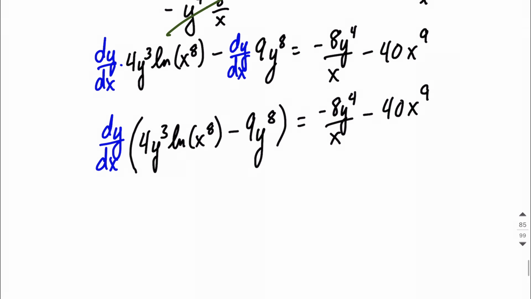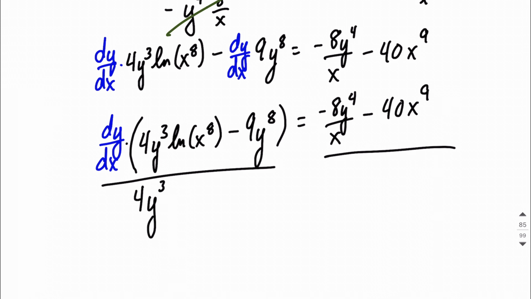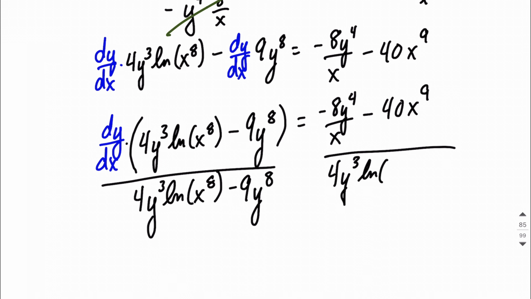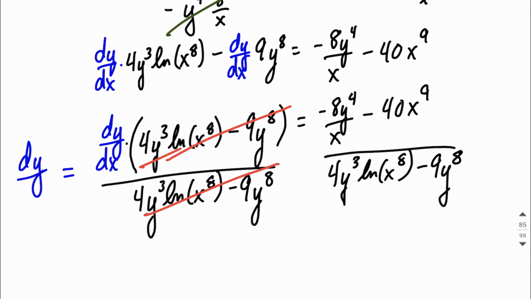All right, at this point, we've set ourselves up so that we have dy dx multiplied by this big set of parentheses. So all that needs to happen to get dy dx on one side by itself is to get rid of that big set of parentheses. Because of the multiplication, we'll use division on both sides to accomplish this. So we'll divide both sides by 4y cubed times natural log of x to the eighth minus 9y to the eighth power. Just copying it down over on the other side as well. All right, in doing that, multiplying both numerator and denominator by the same thing, these are going to cancel, and that'll isolate the dy dx on the left-hand side all by itself.